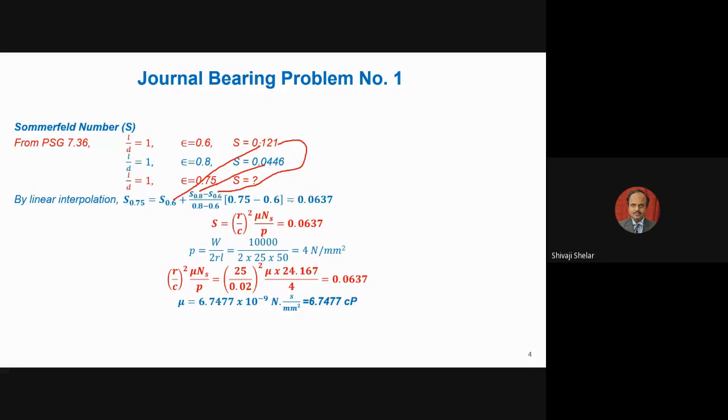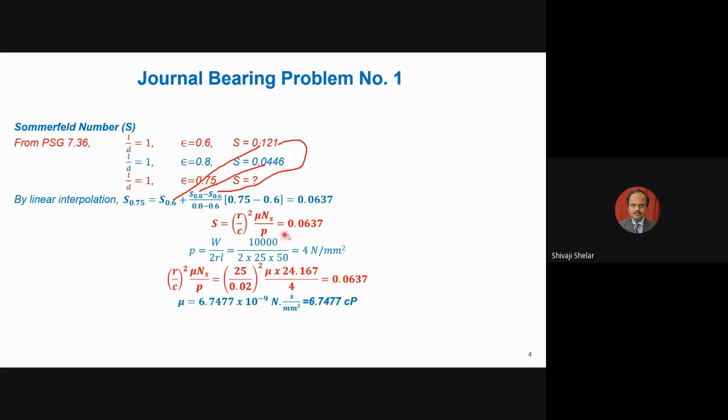Now we can write down the formula for Sommerfeld number here: (R by C) whole square into mu NS upon P is equal to 0.0637 from the table value. In this calculation, we require the bearing pressure. Bearing pressure is P equal to W upon 2RL, or W upon DL. The radius of the journal here is 25, load is 10,000, and length of the bearing is 50 mm. So we get the bearing pressure equal to 4 Newton per millimeter square here.